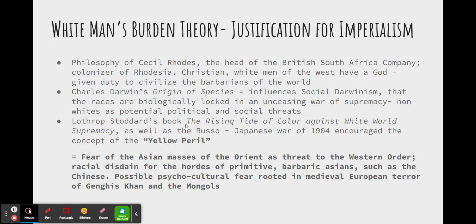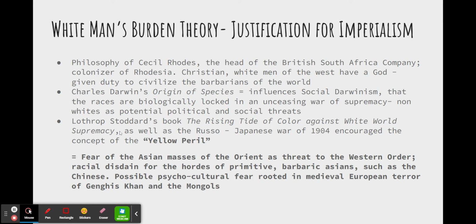Now, Lothrop Stoddard's book, The Rising Tide of Color Against White World Supremacy, introduced another racist idea in the 1800s, that of the yellow peril. It's this fear of the Asian masses of the Orient. This idea that the numerous Asians acted as a threat to the Western order. There's a ton of these people. They're highly efficient, and they're just going to overrun the West.